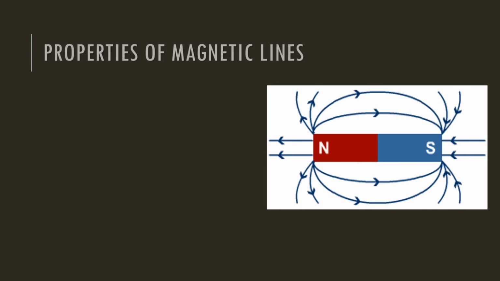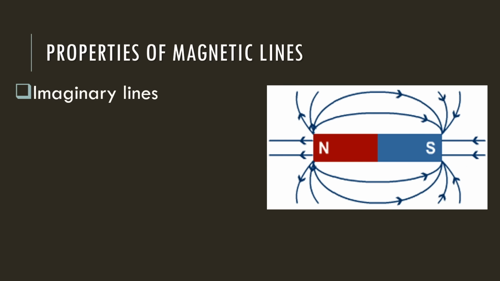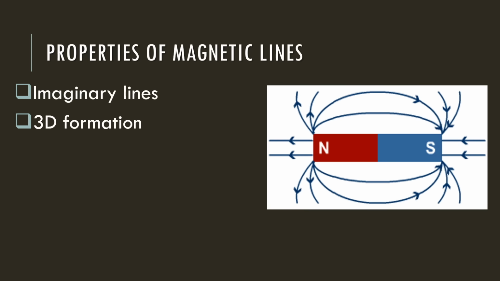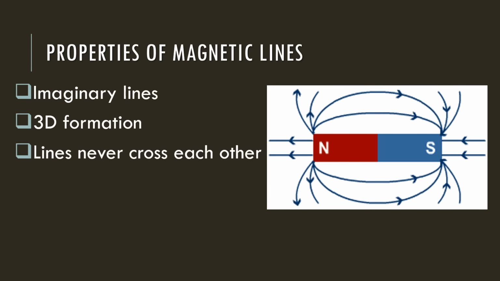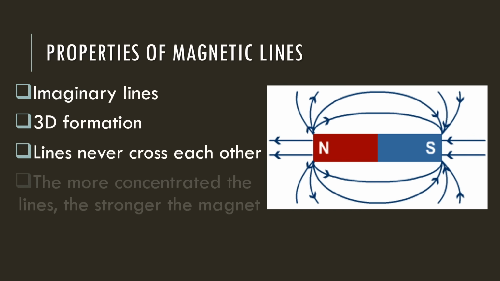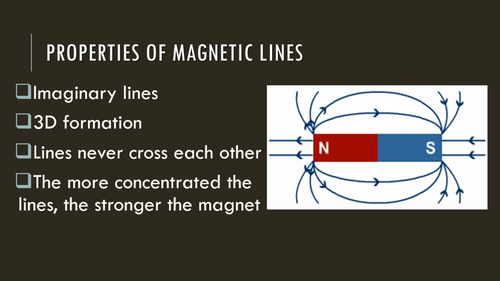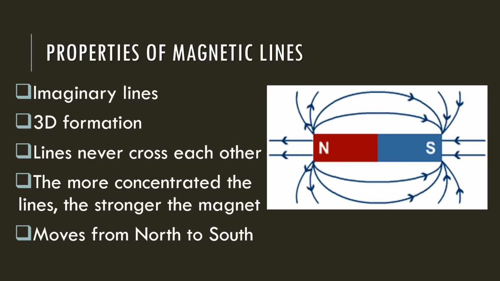Some properties to remember with regards to magnetic lines. Firstly, the lines are imaginary lines that form part of the magnetic field around a magnet or around Earth, which means they cannot be seen. The formation in which the magnetic lines form around a magnet or around Earth is a 3D formation. The lines that form part of a magnetic field will never cross each other, and the more concentrated the lines are, which means the more of them there are, the stronger the magnet will be. The last important property to remember is that the magnetic field lines move from a north to a south direction.